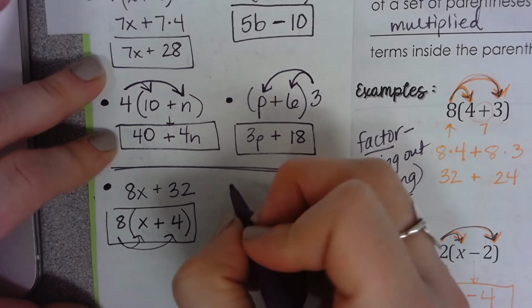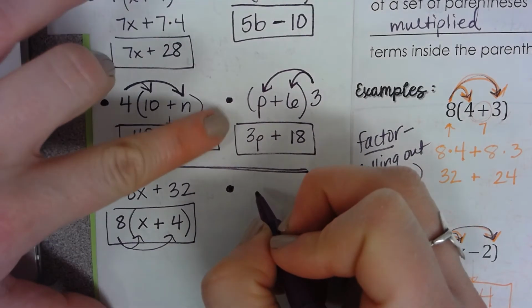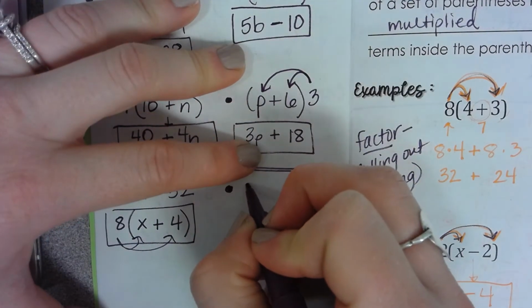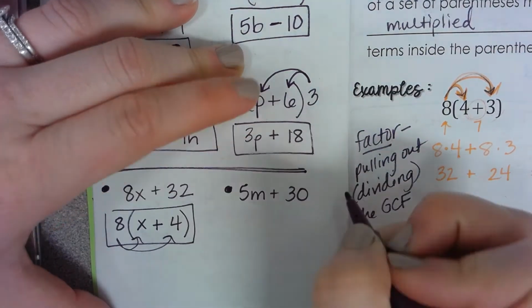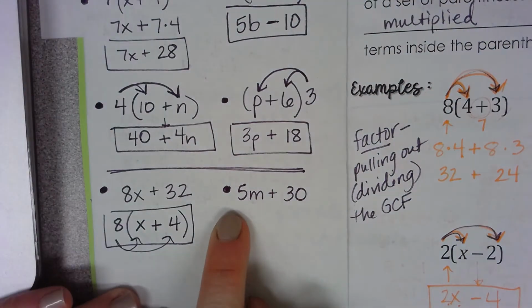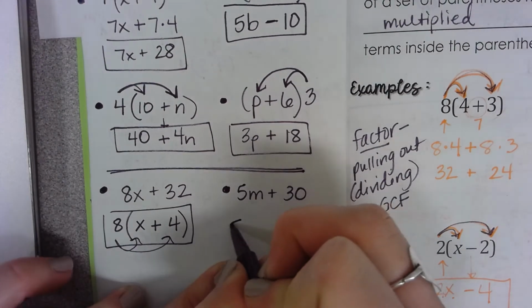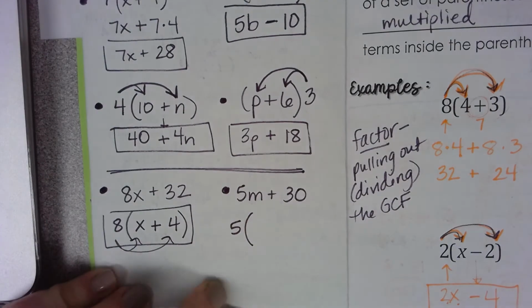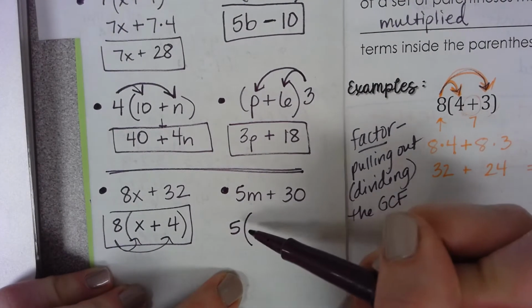And let's do another problem here. If I had the group of 5m plus 30, I'm going to find the GCF of 5 and 30. So the GCF of 5 and 30 is 5, and that's the number that I'm going to pull on the outside of the parentheses here. So when I pull it on the outside, that means I'm dividing each of these terms by that GCF.